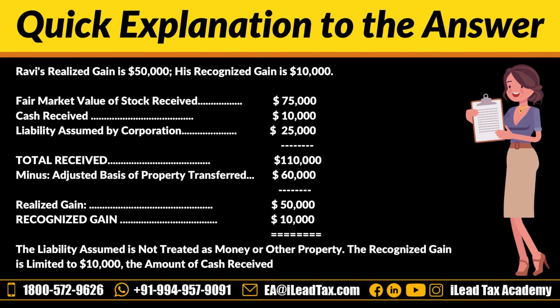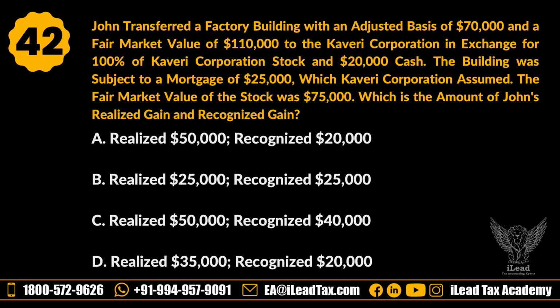Let's go to the next question. John transferred a factory building with an adjusted basis of 70,000 and FMV of 110,000 to Kaveri Corporation in exchange for 100% of Kaveri Corporation stock and 20% cash. The building was subject to a mortgage of 25,000, which Kaveri Corporation assumed. The FMV of the stock was 75,000. What is the amount of John's realized gain and recognized gain?